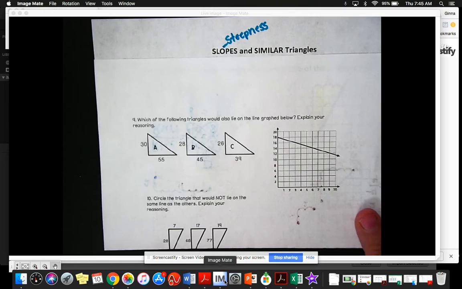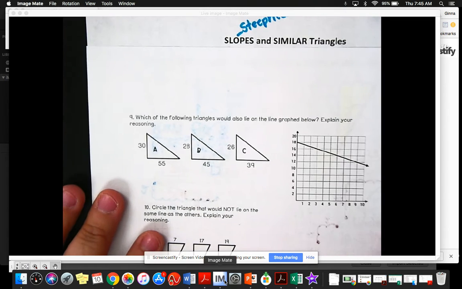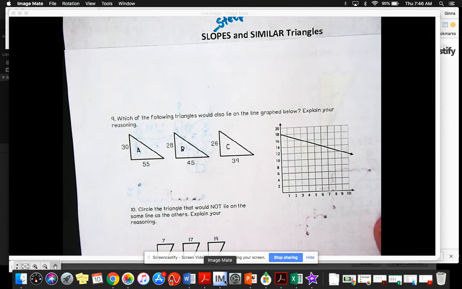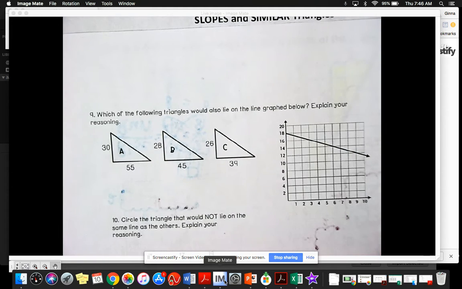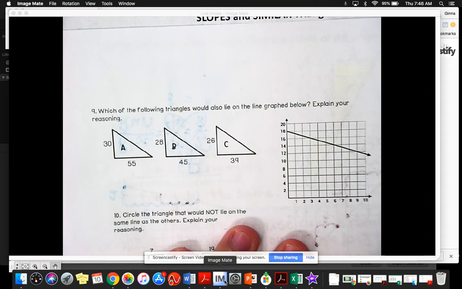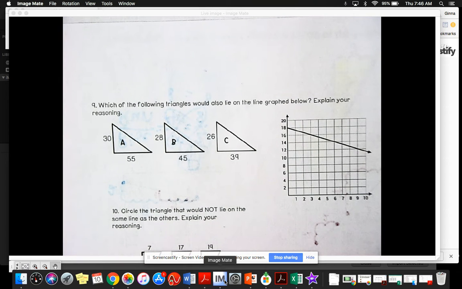I'm going to show you how to read these. I'm not really going to work them because I want you to work them on your own and then try them, and the substitute can help you go over them. Just want to really show you how to read them. So it says, which of the following triangles would also lie on the line graphed below? Explain your reasoning. So I'm not going to explain it for you. You're going to have to prove it. So whatever your answer is, you're going to have to explain why.